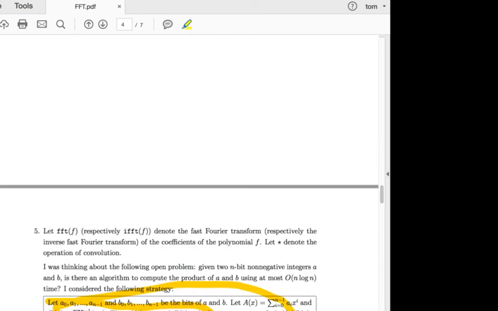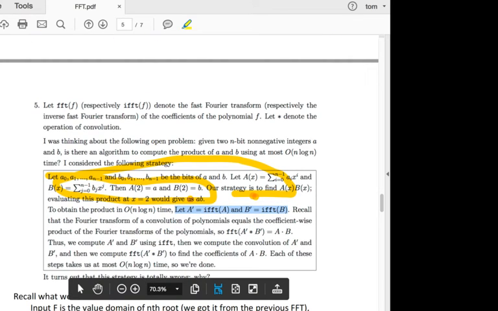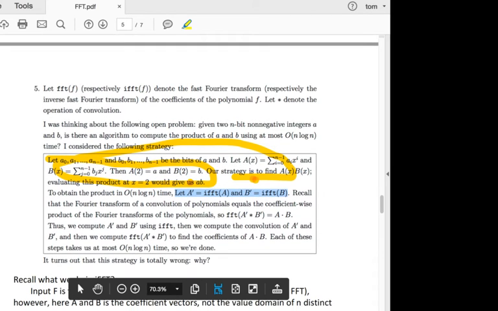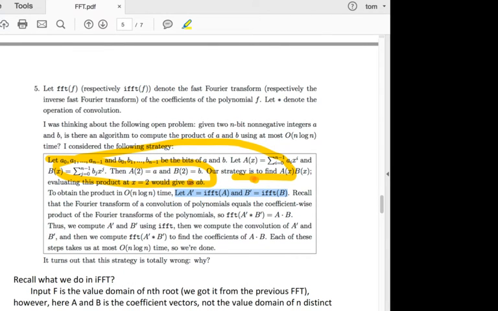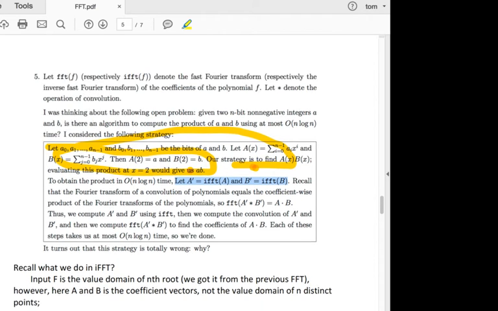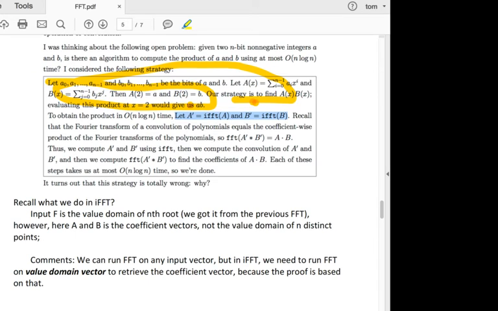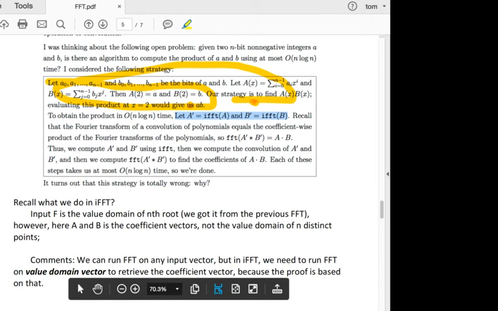So what should we pass to the iFFT? It's just simply the Vandermonde matrix multiplied by the coefficient vector, and the right part is what we need to put in the iFFT as a parameter. It should be the valid domain vector. Let's see what we wrote before. Yeah, I wrote something like this. The input f is the valid domain of the nth root.